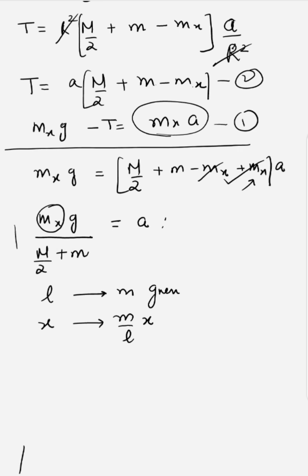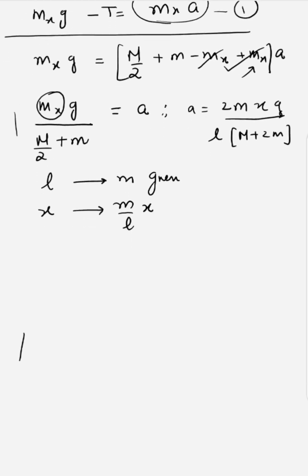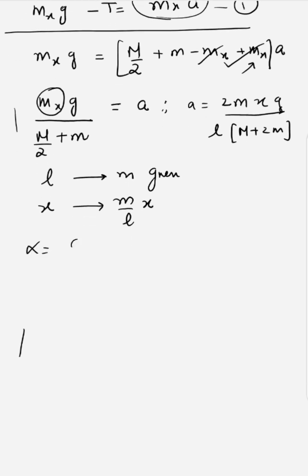This has to be replaced, so we write acceleration is equal to mxg divided by, then L you have, take the LCM also, (m plus 2m), then send the 2 at the top. The final acceleration we have got. Now alpha is equal to a by r, so we also put r in the denominator, upon L r (m plus 2m), and that's the answer to the question.